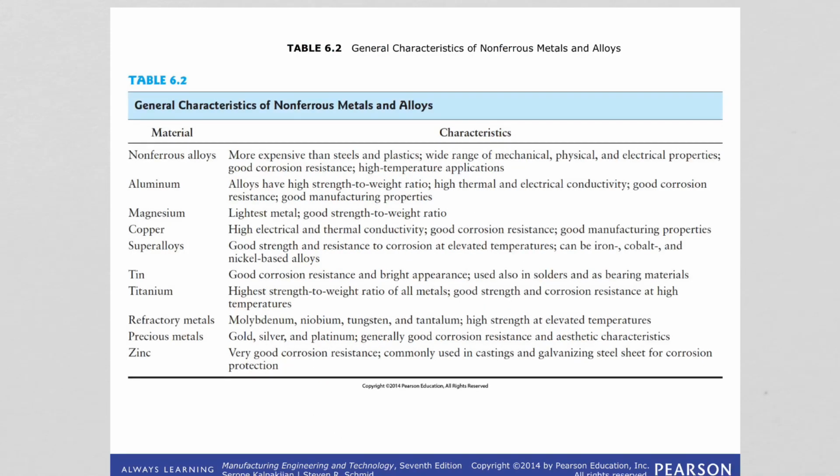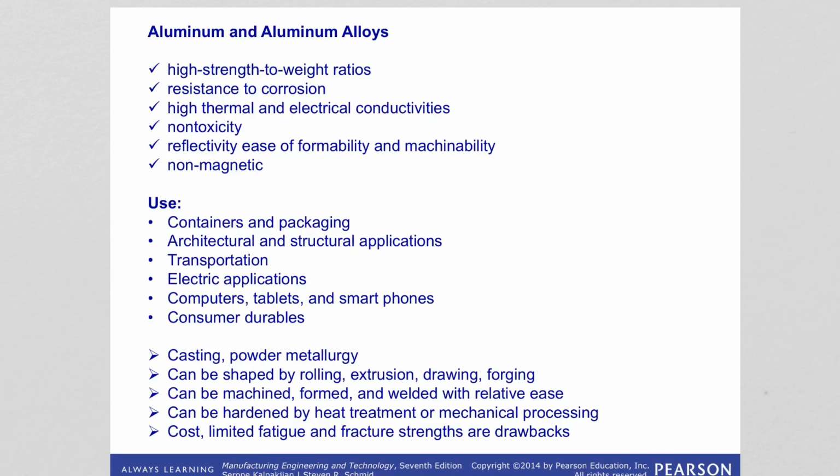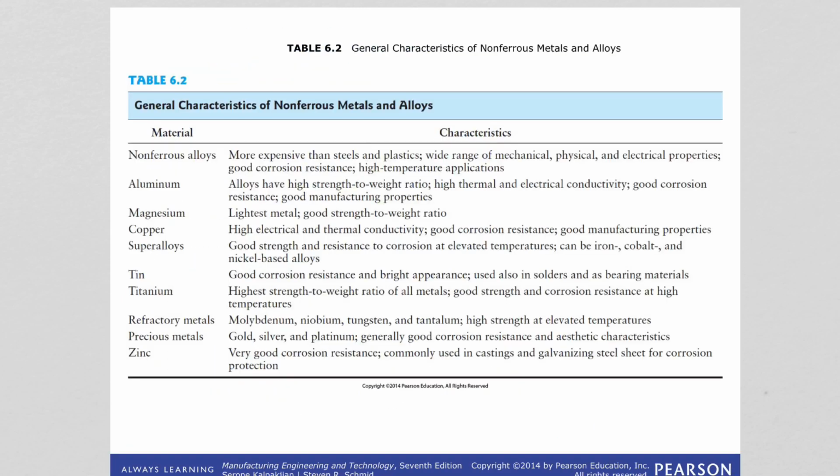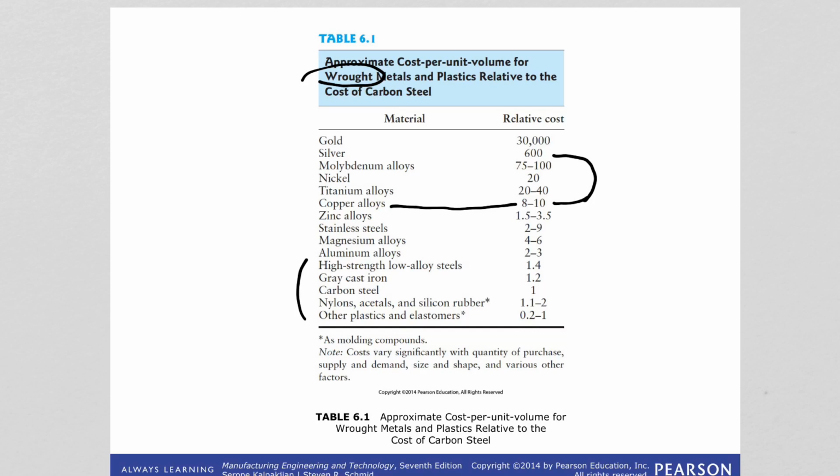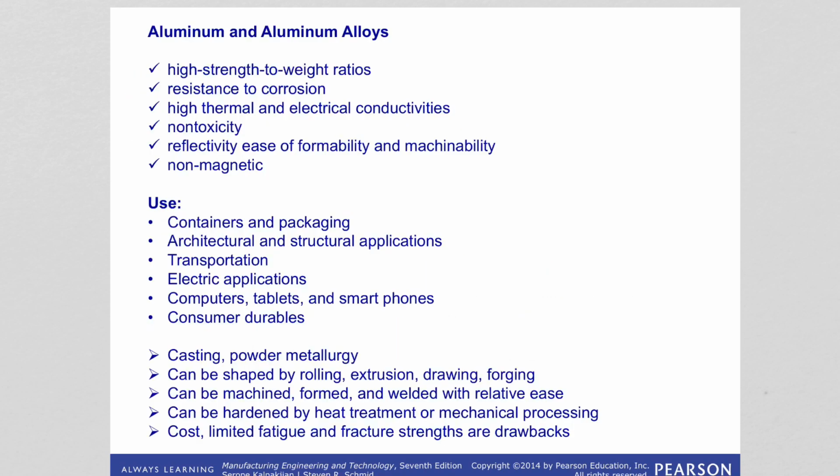So in this table we are seeing different non-ferrous metals and alloys, and what their general characteristics are. This table and the next are just a summary of what we're going to learn, okay? So let's look at them one by one.